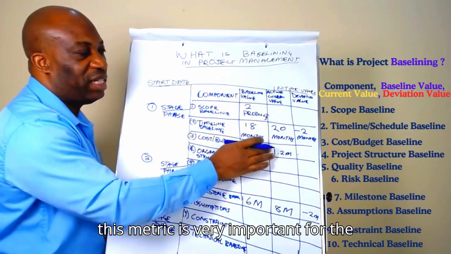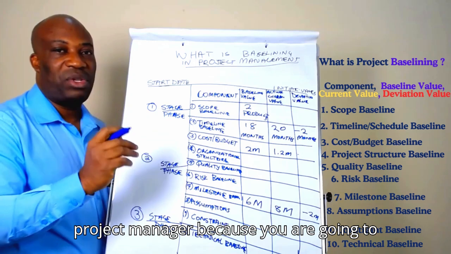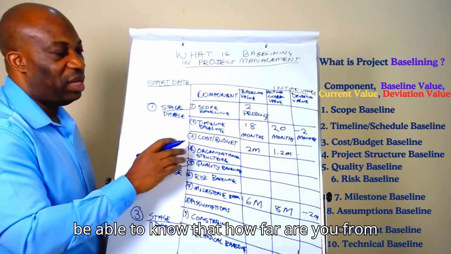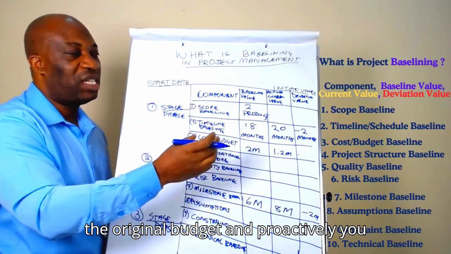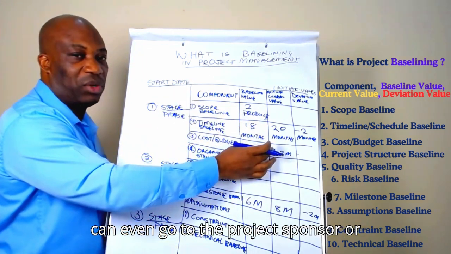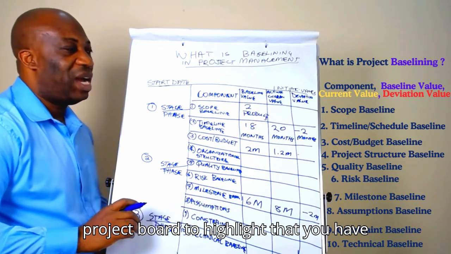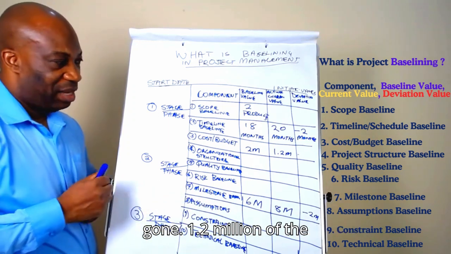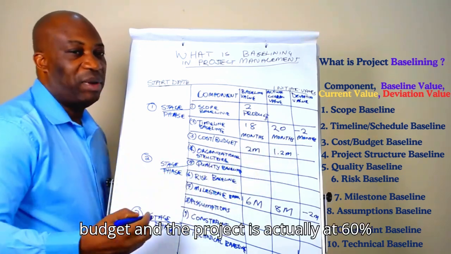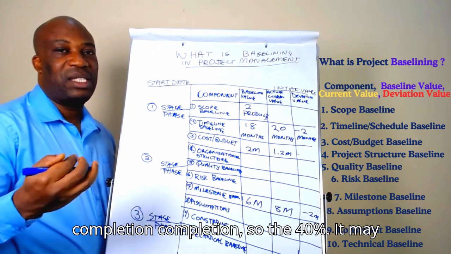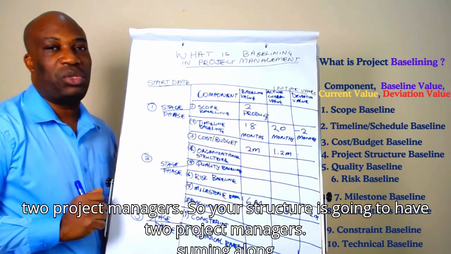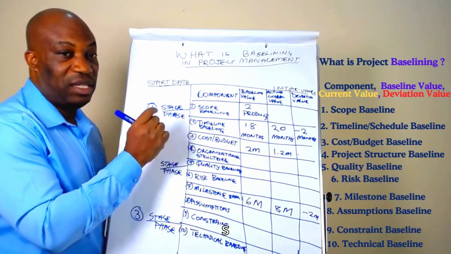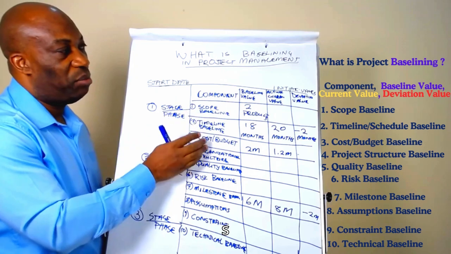So this metric is very important for the project manager, because you are going to be able to know how far you are from the original budget, and proactively you can even go to the project sponsor or project board to highlight that you have gone 1.2 million of the budget and the project is actually at 60% completion. So the 40% might not be enough for you to get for the 1.2. So as a project manager, this is very important to know, and this is very important also to track.